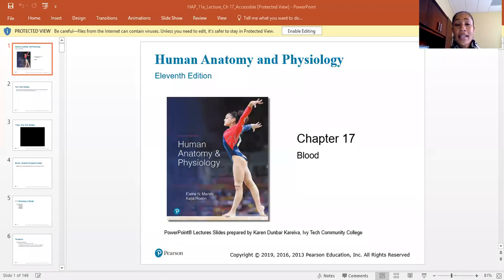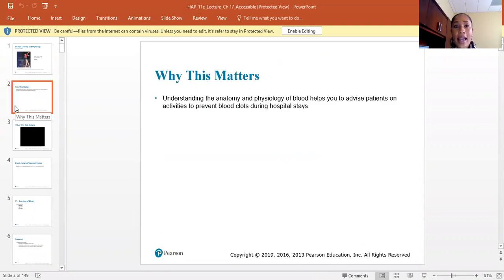So, chapter 17 deals with the blood, and we are going to talk about the understanding of anatomy and physiology of blood, types of blood, and how it helps you to advise patients on activities to prevent blood clots during hospital stays. And we'll delve into why that's important.